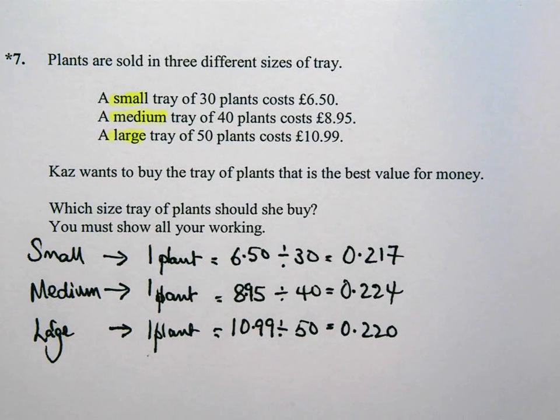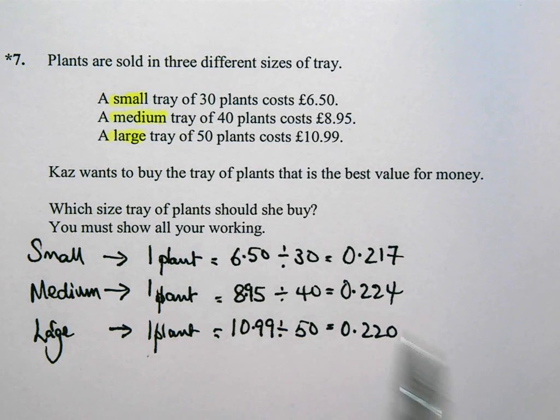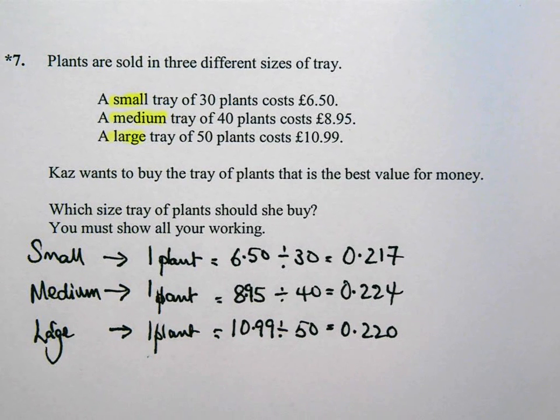I could see that the small tray is actually going to be the cheapest. If I compare the sizes of those and just even think about them without the decimal point, that's 217, 224, 220. That's one way of thinking about it. 217 is the smallest. Actually, that price there is the smallest and cheapest for 1 plant. So the small tray is the best value.